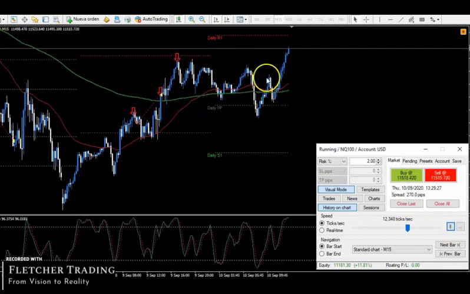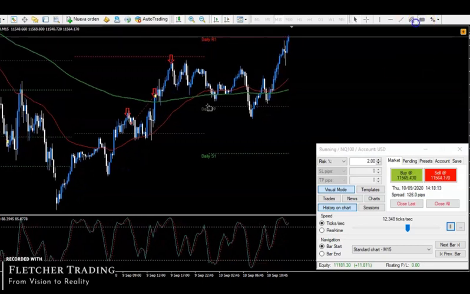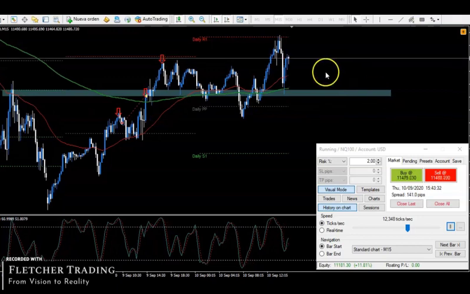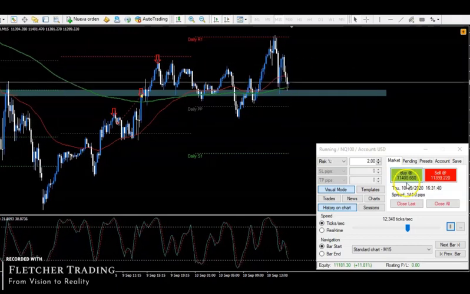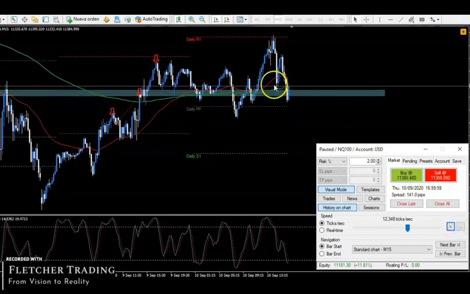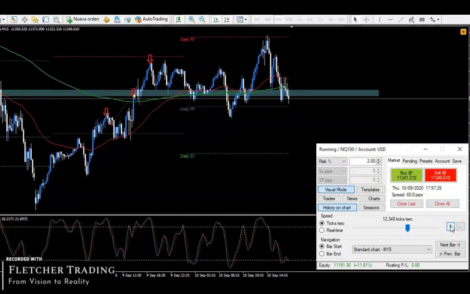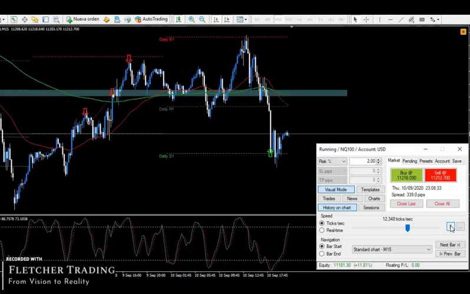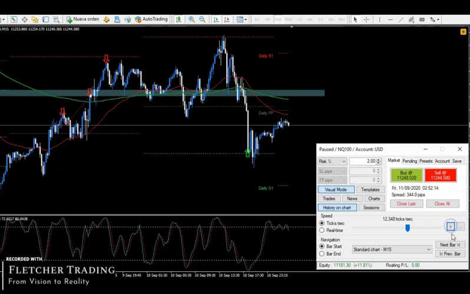Okay, we seem to be ranging a little bit here. I can see we've got a little bit of support around here, and price seems to be holding above that. If we can hold above that level, then we'll still be in an uptrend and we're going to be looking for buy positions. If we fall below this level, we'll likely go back into our downtrend, and then we're going to be looking for sell positions once again. Okay, yeah, so price is selling off here, so we're going to be looking for sell positions once again.